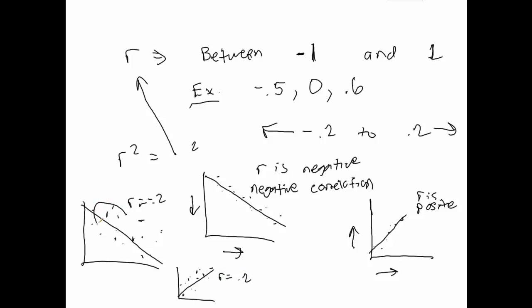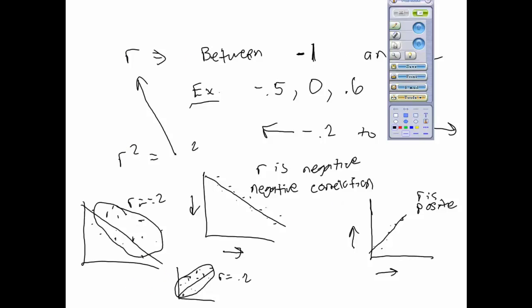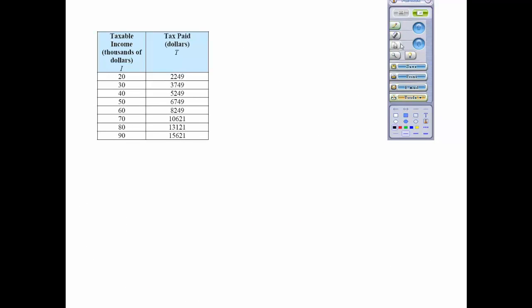So same kind of shape of those points, but different direction of where the outputs are going. Okay, so now that we have that, let's jump back here and take a look at an example.